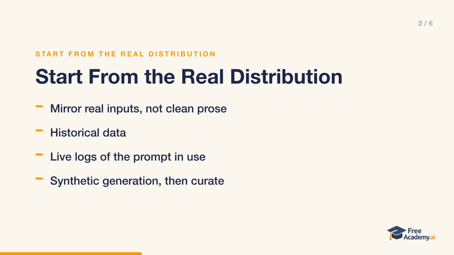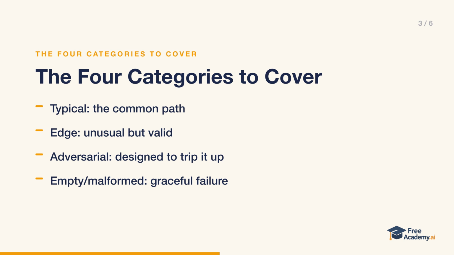A strong eval set deliberately spans 4 kinds of cases, and you want a real mix, not a pile of just one type. Typical cases are your bread and butter, the common inputs that confirm the prompt does its main job well. Most of your set should live here. Edge cases are unusual but still valid. Very long or very short inputs, multiple topics crammed into one, odd formatting, a different language. These are what find brittleness.